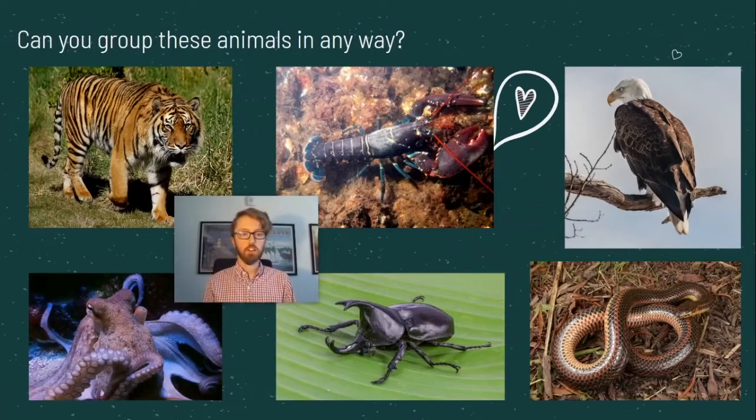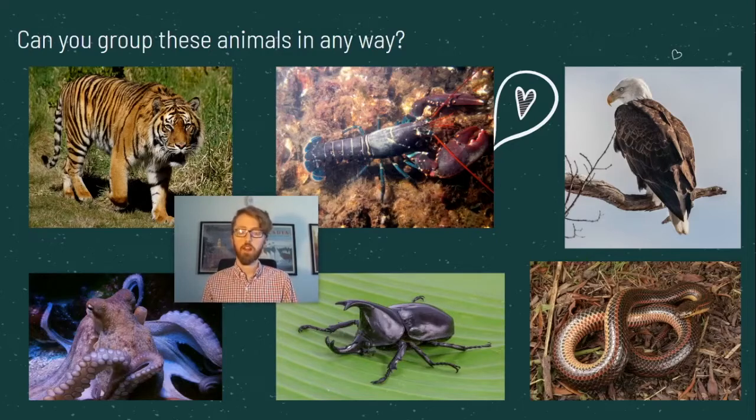One way I thought to group these animals together was the lobster and the octopus together, because they're both adapted to live under the water. The tiger, the beetle, the eagle, and the snake all could be grouped together because they're adapted to live on the land. Another way that I thought I could group these together is the lobster and the beetle seem to have a hard shell on the outside, while the tiger and the octopus and the eagle and the snake don't have a hard shell.